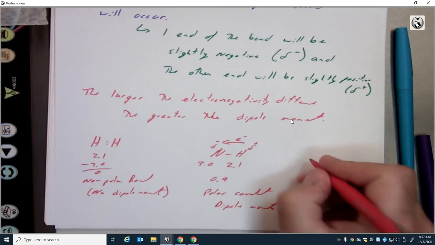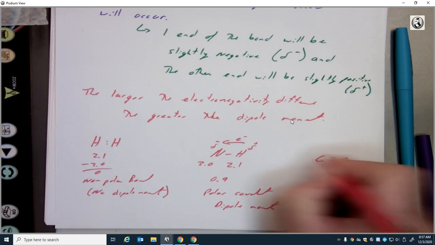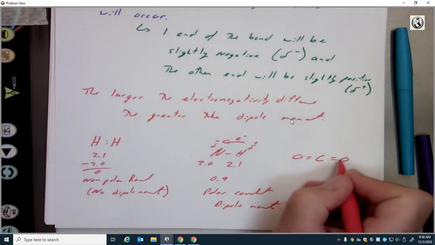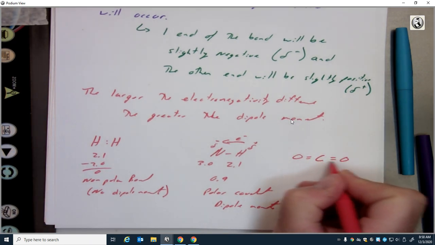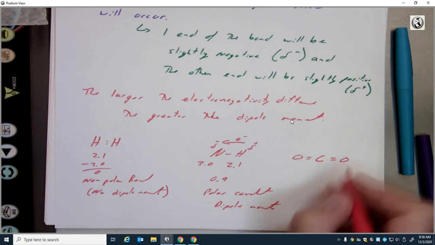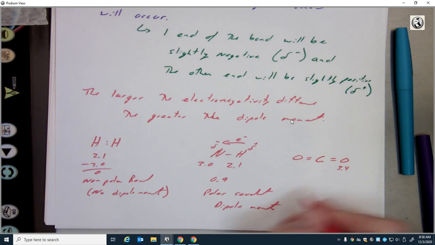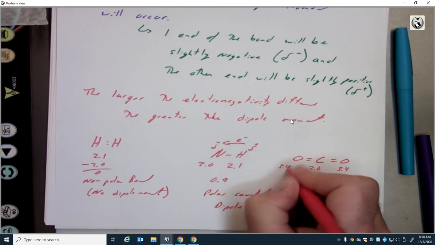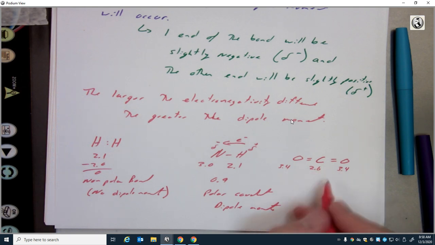How about we look at this one? Carbon dioxide. I want to look at this bond right here and know what polarity it has. Does it have dipole moments? Well, if we look up the electronegativities, we've got 3.4 for oxygen and 2.6 for carbon, so we get a 0.8 difference. So this is a polar bond.